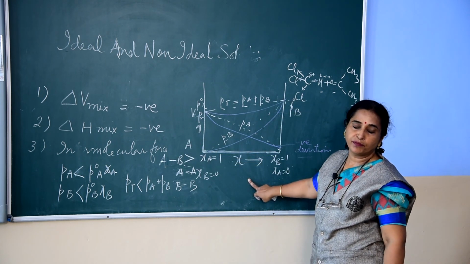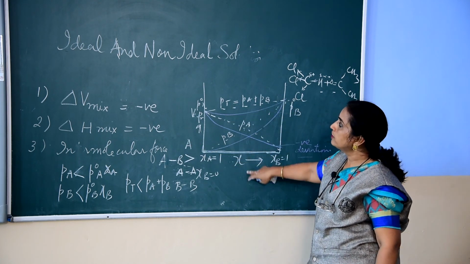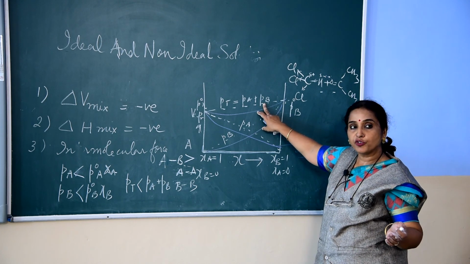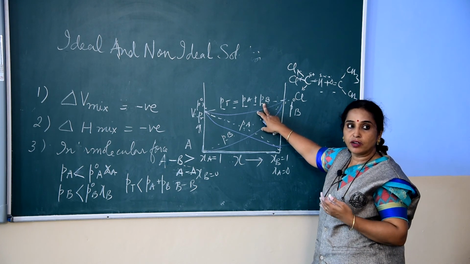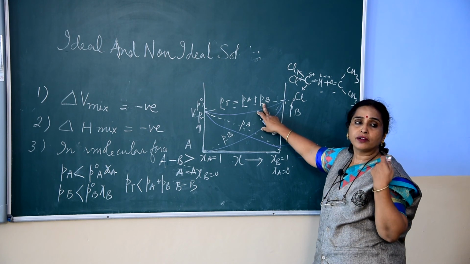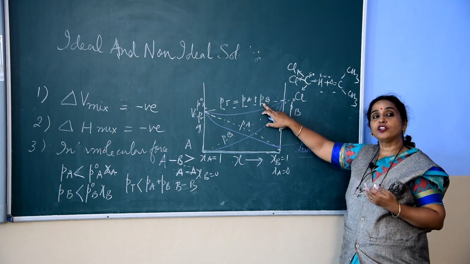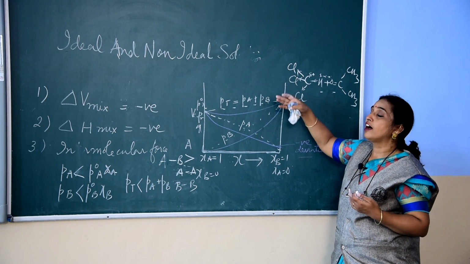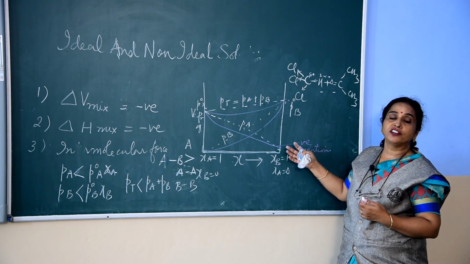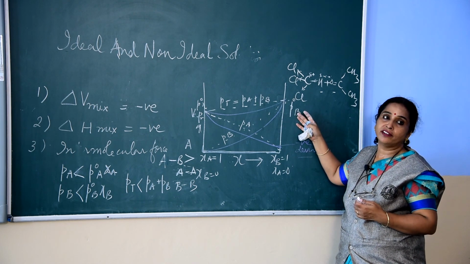So, according to this, finally we get what are ideal solutions, those which go according to Raoult's law under all conditions of concentration and temperature, and those which change with respect to concentration and temperature are the non-ideal solutions.